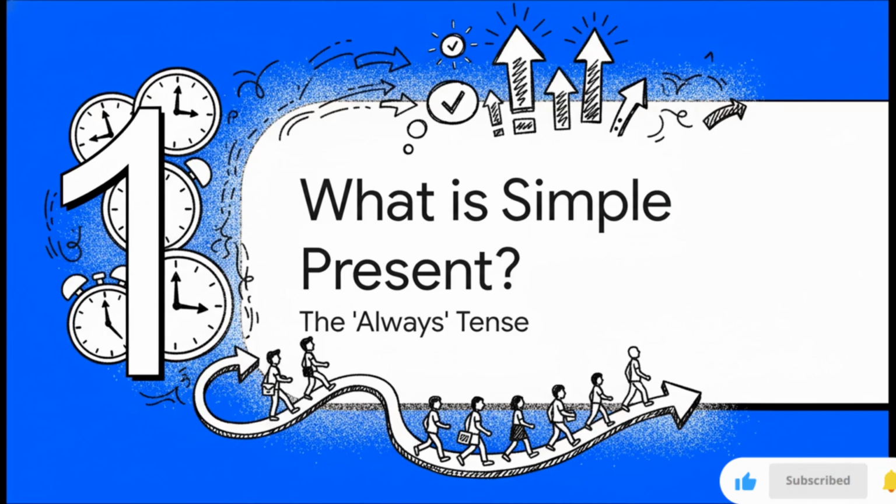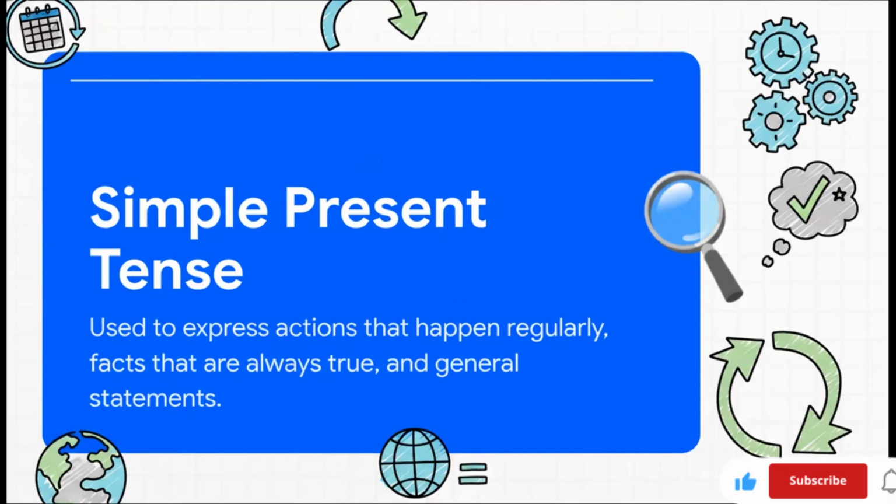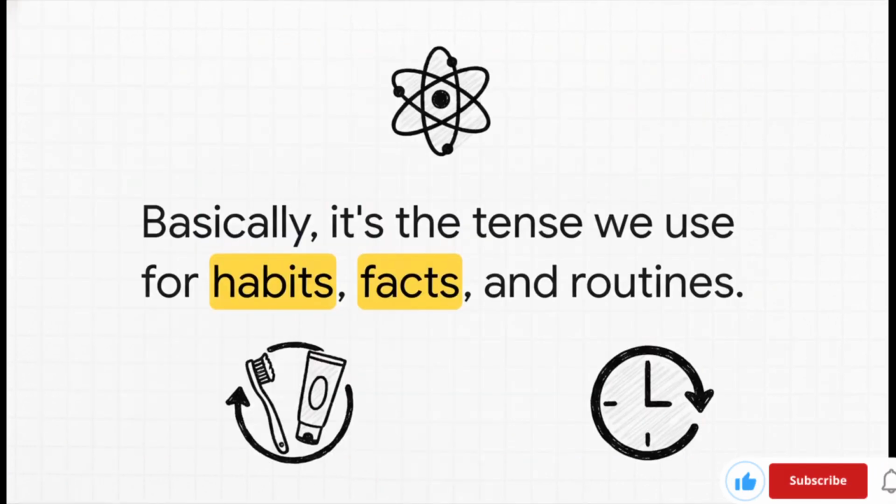What exactly is the simple present tense? So the textbook definition tells us it's all about consistency. It's what we use for actions that happen again and again, facts that are universally true, and just general statements that we can count on. But let's break that down even further. The easiest way to think about it is this. Simple present is for your habits, for solid facts, and for your daily routines. If it's something that's constant or predictable, this is the tense you're going to reach for.